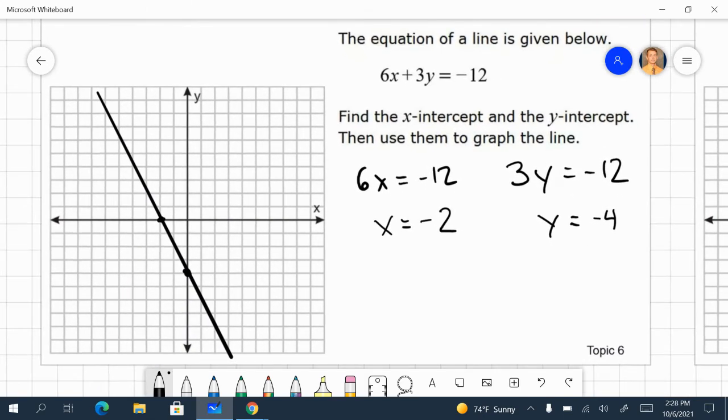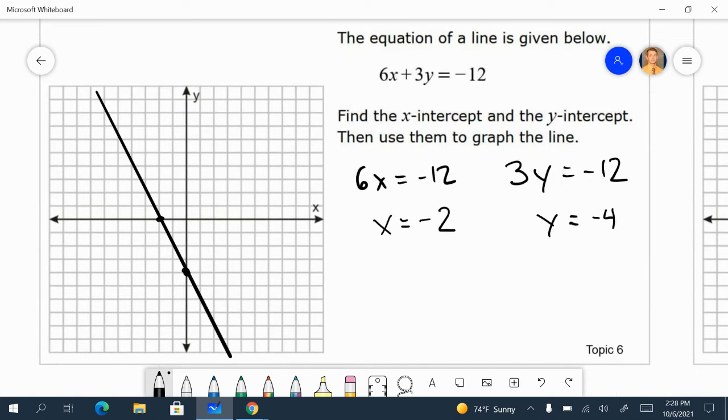Next one. The equation of a line is given below. Okay, so it gave us this equation. It says find the x and y intercepts, then use them to graph the line. Okay, so this one can be kind of tricky. If I'm finding my x and y intercepts, the one thing I have to look out for here is, what are those points going to look like? If I come over to my graph, I've already got it graphed, I know, but I'm going to show you here how I came up with it.